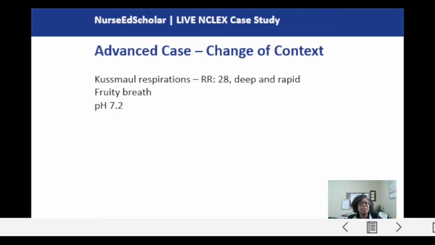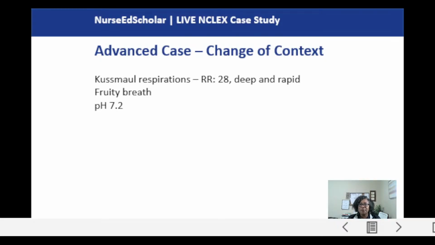Now, let's change this up a little bit. We were talking about HHS, and so now let's switch it. Now, you have a patient and now they're having Kussmaul's respirations. They're breathing 28 times a minute, deep and rapid. You notice a fruity breath odor. And they take some ABGs and their pH is 7.2.